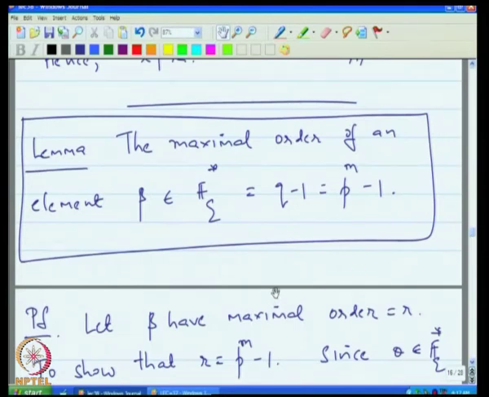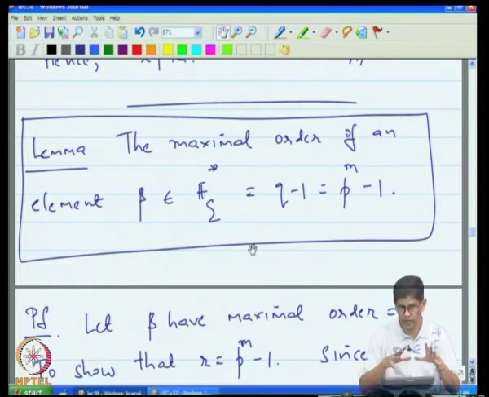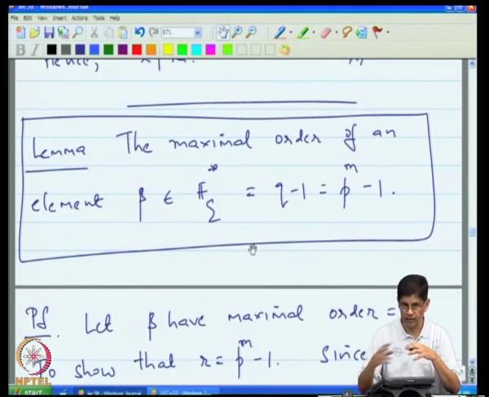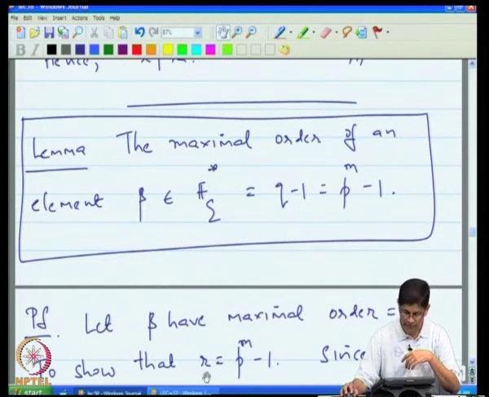Now, we come to another lemma, and what the lemma says is that, earlier you were talking about the maximal order of an element and you called it R. Well, the truth is that if the finite field contains q elements, then I can tell you what that maximal order is. That maximal order is precisely 1 less than the size of the field. So, in other words, the maximal order here is q minus 1, which is p to the m minus 1.